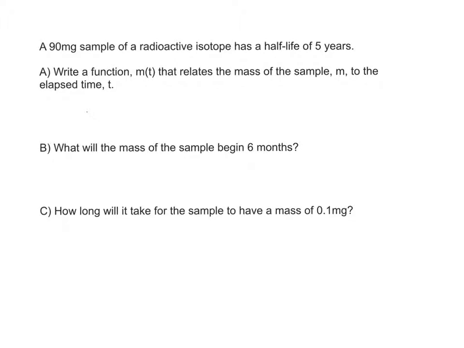A 90 milligram sample of a radioactive isotope has a half-life of 5 years. Do you know what that means? Can somebody explain it? Isn't it like every 5 years it goes down to half its size? So it's a sample of radioactive material and it's decaying, and every 5 years it's down to half its size.